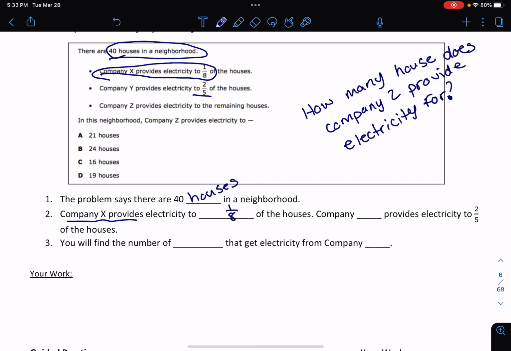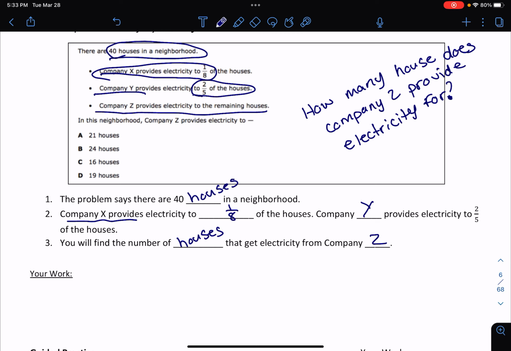So who provides electricity to 2/5 of the houses? Company Y. And it says you will find the number of blank that get electricity from Company Y. So we want to know the number of what? Houses. That get electricity from what company? Company Z, because it says Company Z provides electricity to the remaining houses. Okay.